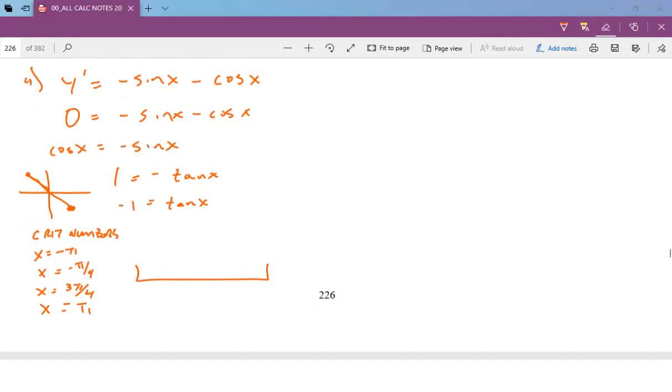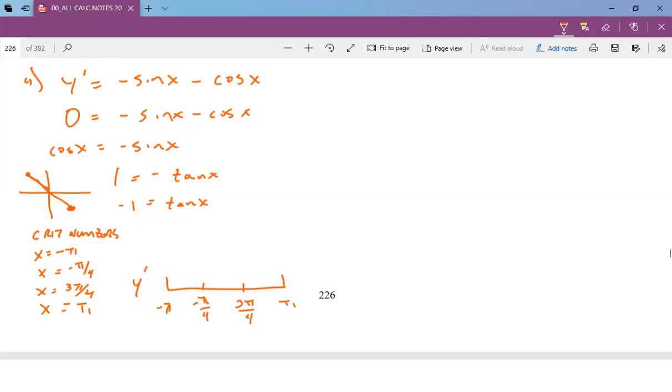Let's move it over here just a little bit. Here's our y prime number line. It goes from negative pi to positive pi. Here's negative pi quarters. Here's 3 pi quarters. And we are looking to see what the value does in each of these intervals.